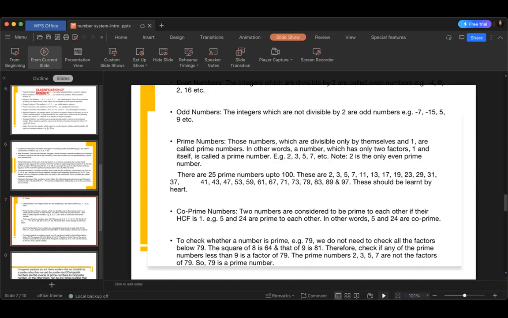Okay, so let us see the operations on odd and even numbers. The addition or subtraction of any two odd numbers will result in an even number or zero. See, if we take the addition of two odd numbers, 3 plus 5 equal to 8, 11 minus 5 equal to 6.